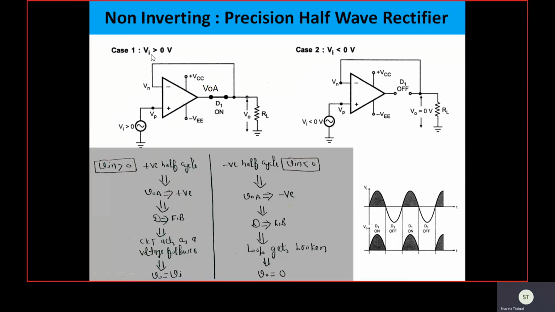If the input voltage is greater than 0 volt, indicating the positive half cycle, at this point we consider the voltage VOA, the output voltage of the operational amplifier. If the input is greater than 0, VOA will also be positive. Why? Because this is a non-inverting configuration. If the input is positive going, the output will also be positive going.